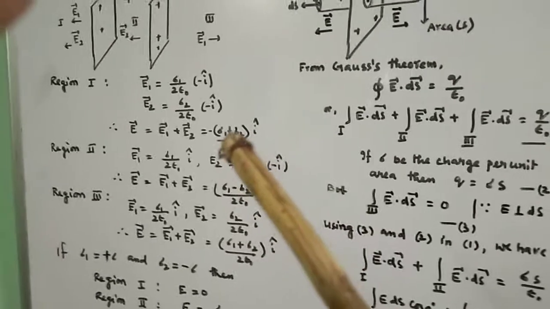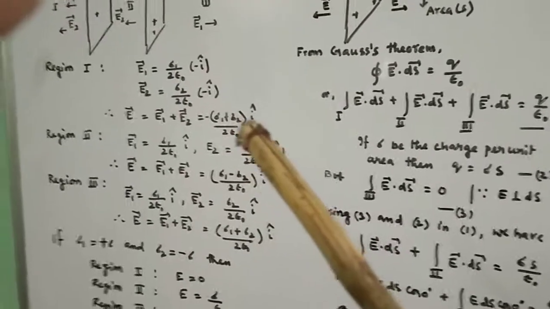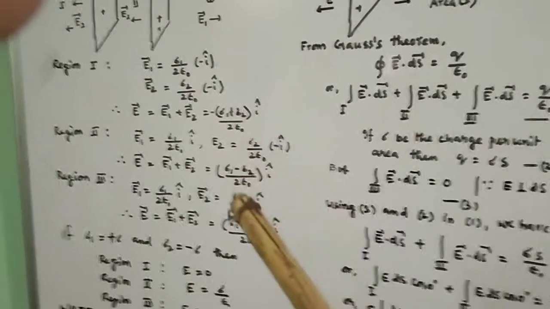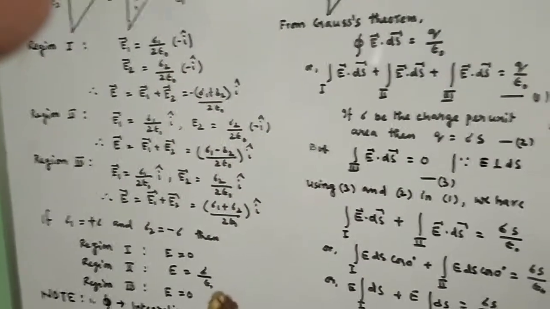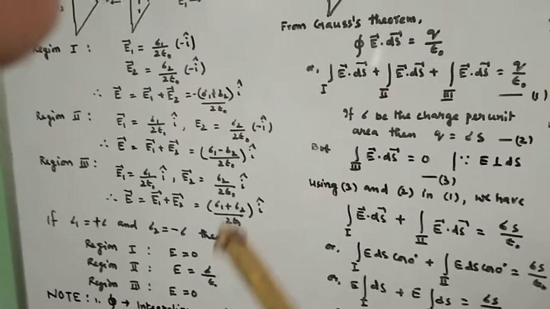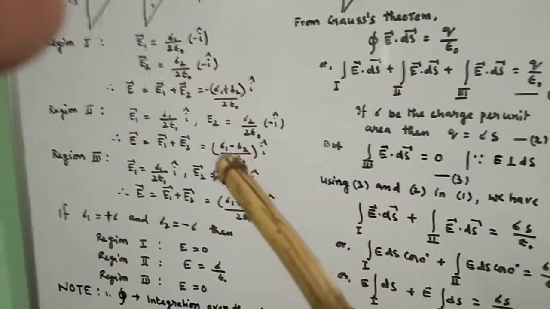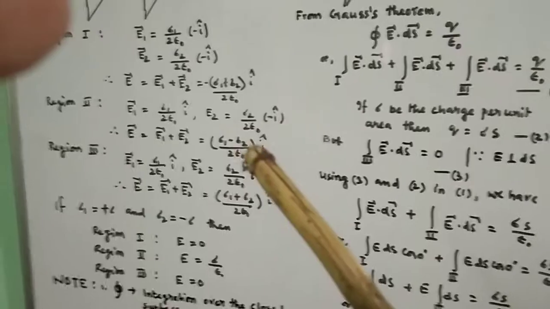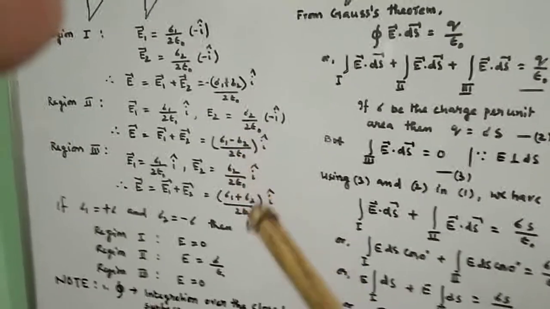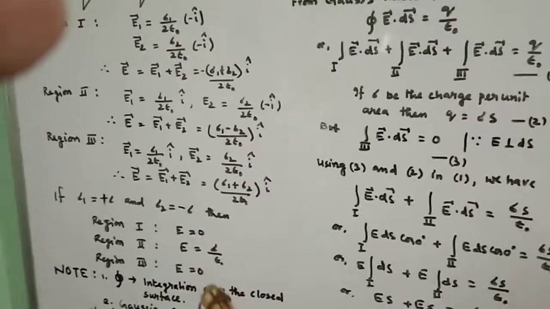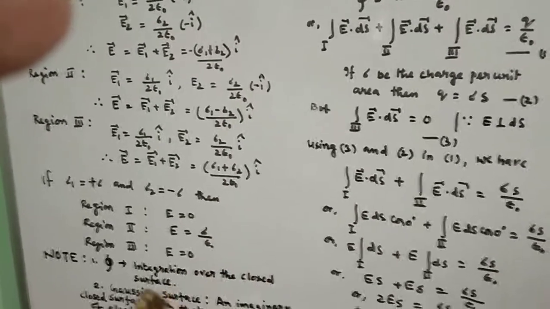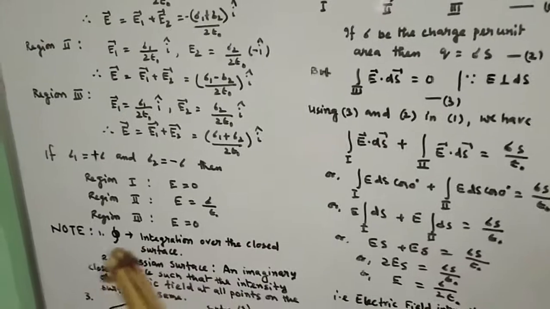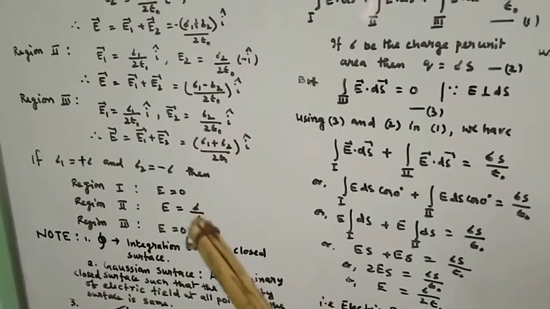Then region 1 goes to 0, since sigma minus sigma is 0. Region 2 is sigma by epsilon naught. This part we are going to use later on. If you substitute sigma 1 as sigma and sigma 2 as minus sigma, minus minus plus, it becomes sigma by epsilon naught. These are the magnitudes we are considering. And region 3 again goes to 0. So this is all about the field intensity.